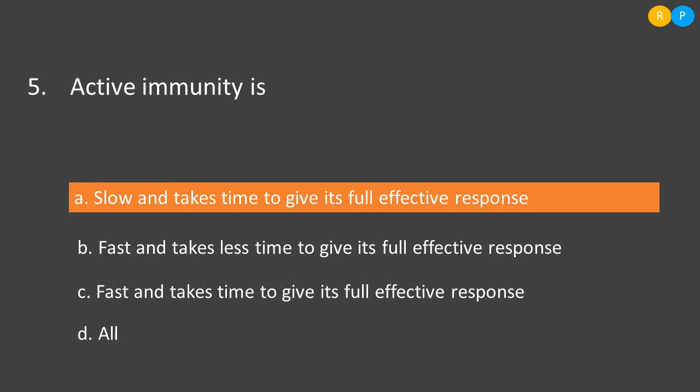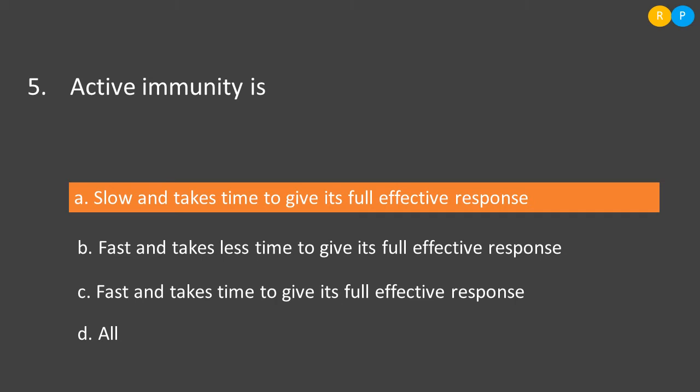Is the fifth question, active immunity is. So based on whether the antibodies are naturally produced in the body or not, the immunity is divided into two types. One is active immunity and another one is passive immunity. So let us see the active immunity first. Active immunity is the type of immunity where our body directly releases antibodies to destroy pathogen. Clear. So we are not taking the antibodies from outside. So naturally our body will be able to produce the antibodies to destroy pathogen.